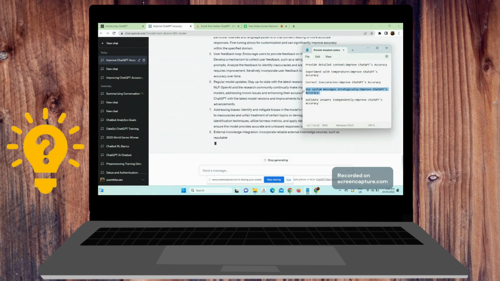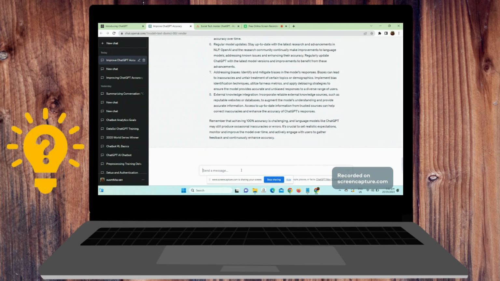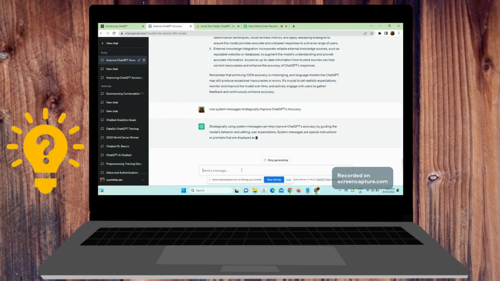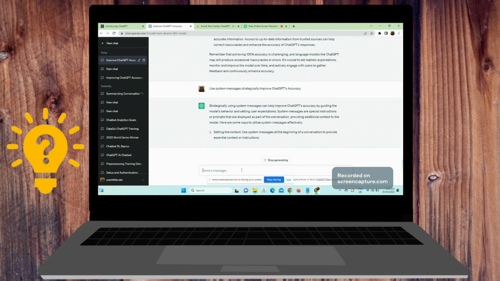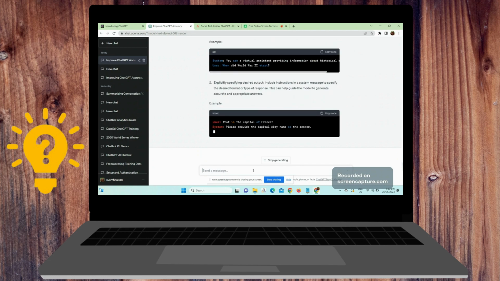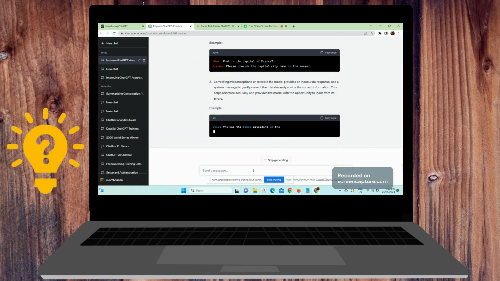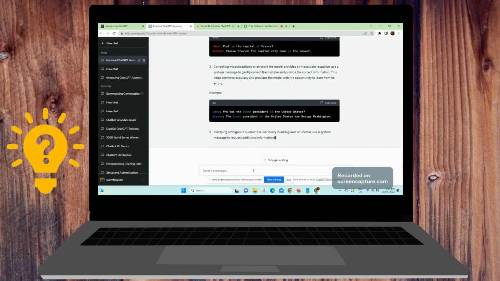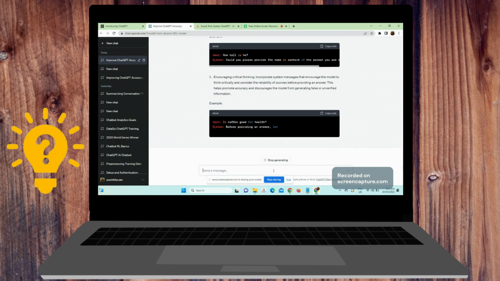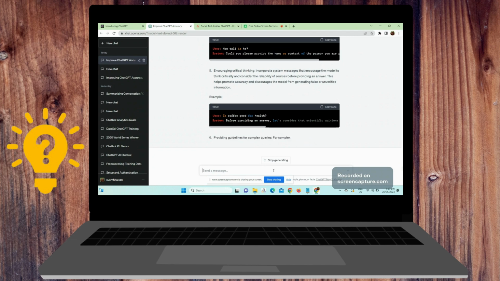Next is use system message strategically. Utilize system messages to guide the behavior of ChatGPT. System messages allow you to set instructions, specify desired output formats, or ask the model to think step by step. These messages can enhance accuracy by providing additional guidance and control over the model's responses.